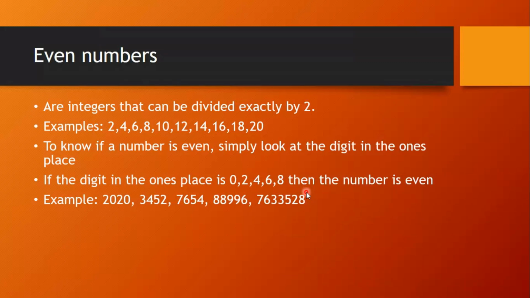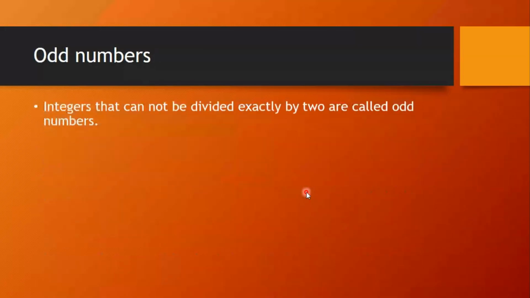But what if we have an integer that cannot be divided exactly by 2? What do we call those numbers? Those numbers are called odd numbers. And so examples of odd numbers would be 3, 5, 7, 9, 11, 13, and so on.